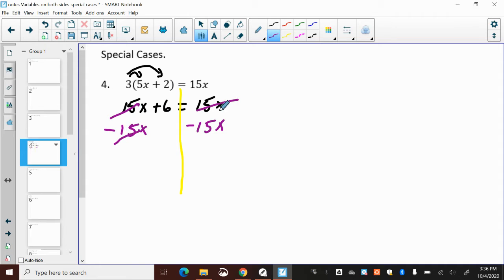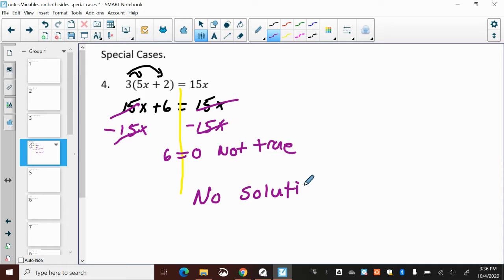But what I notice is I have two sets of opposites. And what I wind up with is 6 is equal to 0, which is not true. If you wind up with a statement that's not true, what that means is you have no solution.